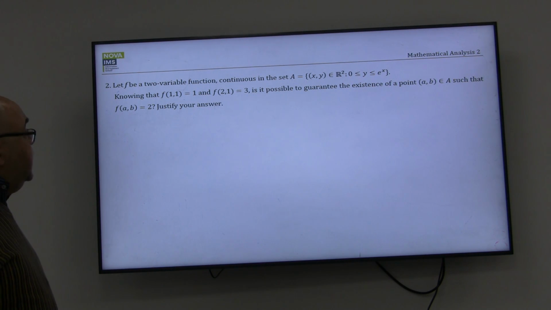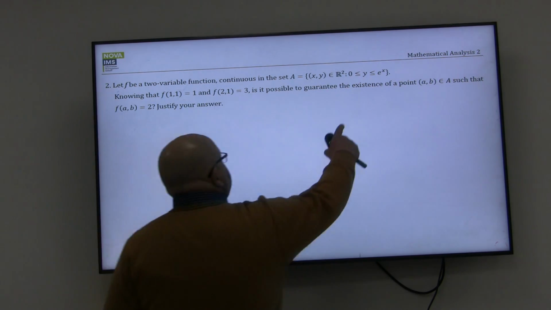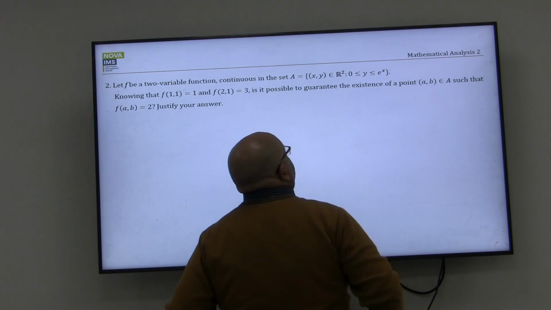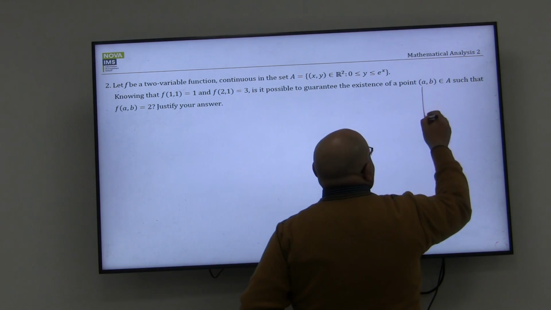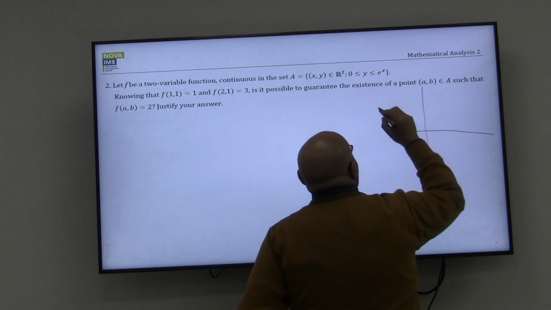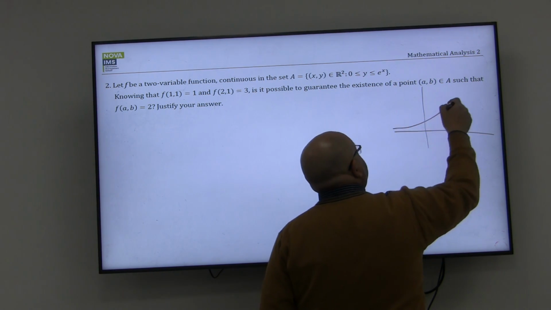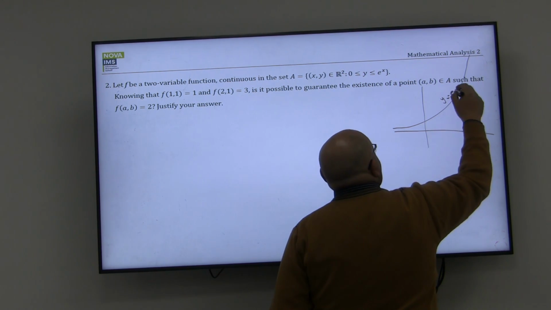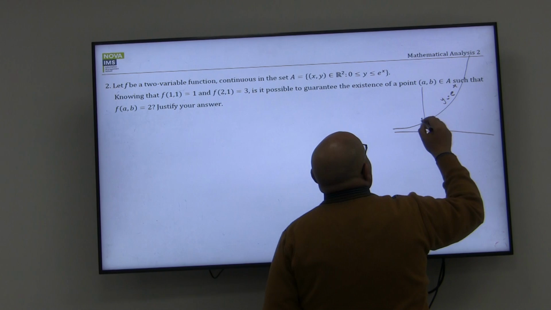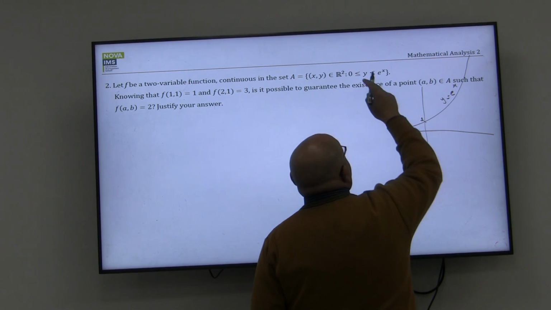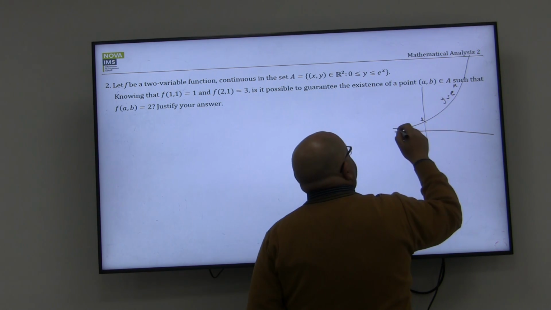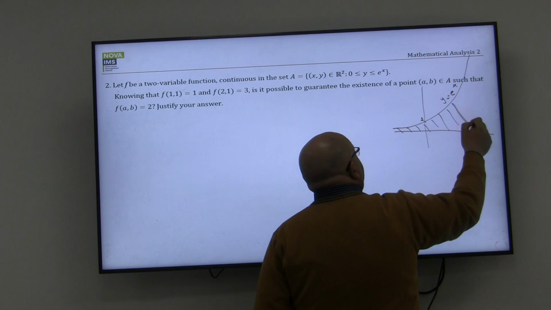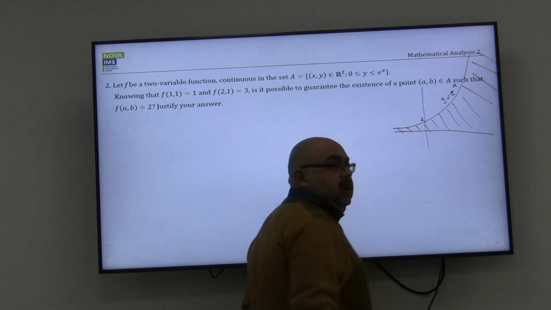Another problem, exactly the same, for f of two variables, continuous on a set where y is greater than or equal to 0 and less than or equal to e to the power of x. This is really very simple to show, because as you can see for this set, this is the main function, y equal to e to the power of x. This is the point at 1. But I need to find the values of y which are greater than 0, above this line, but less than the curve. So I'm talking about this part, that's the set that we are talking about.